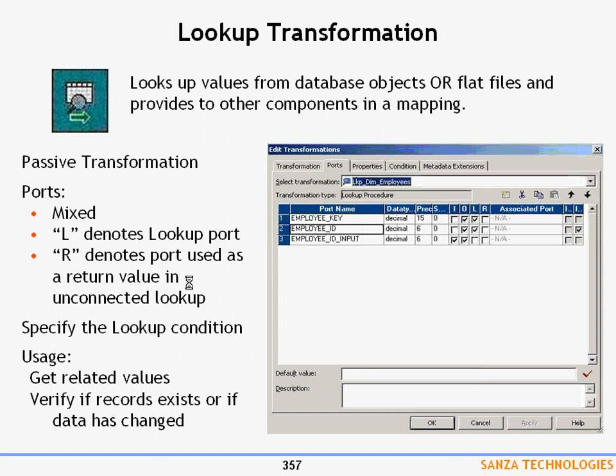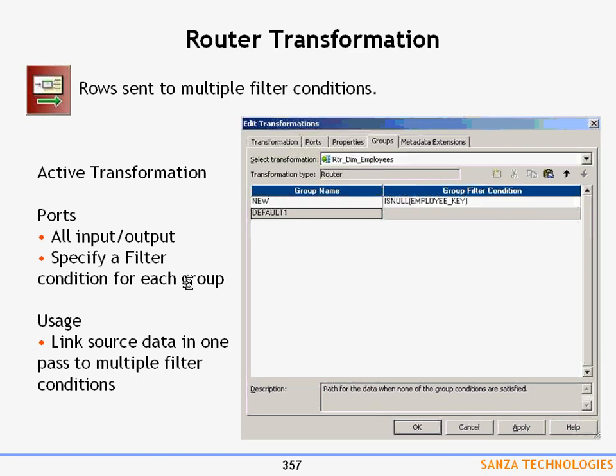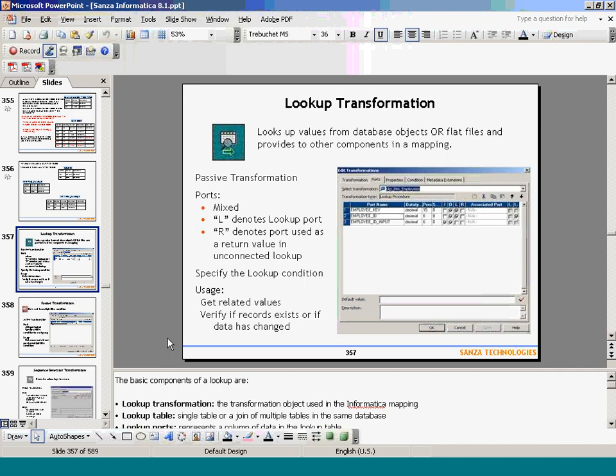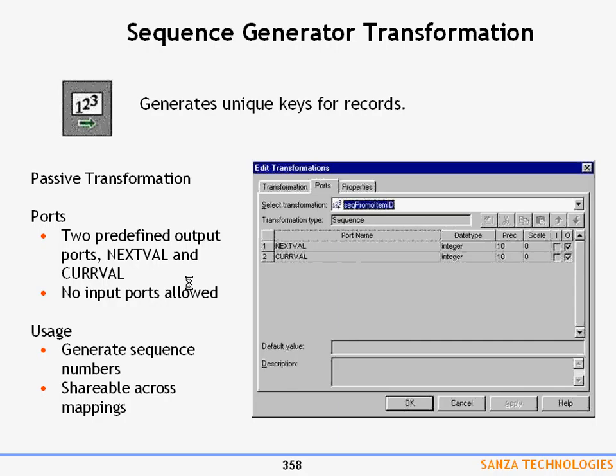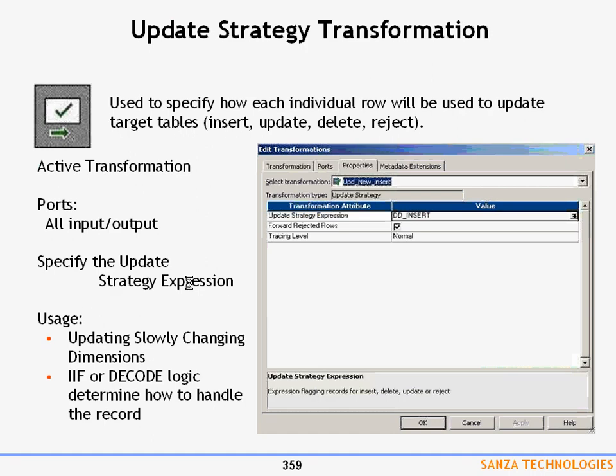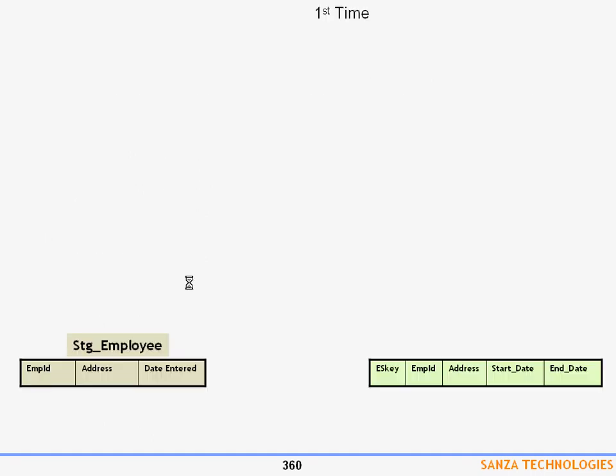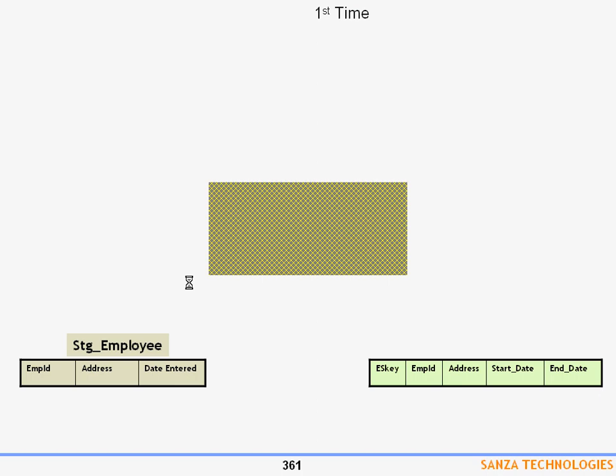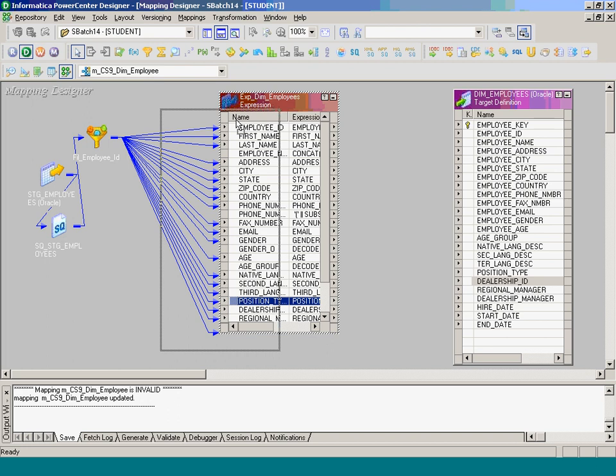So, to do a lookup, to get the record, does it exist or not, we will use a lookup transformation. To split the data into multiple streams, we will use a router transformation. To generate a sequence number, we will use a sequence generator transformation. To insert the data into the target table, I will use an update strategy transformation. I'll go step by step.